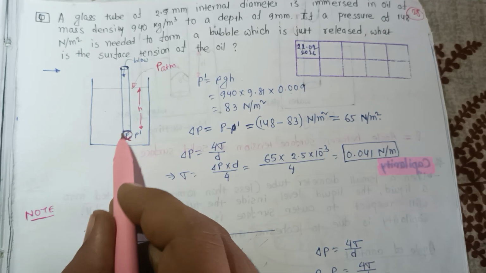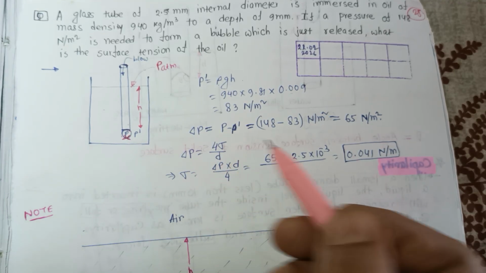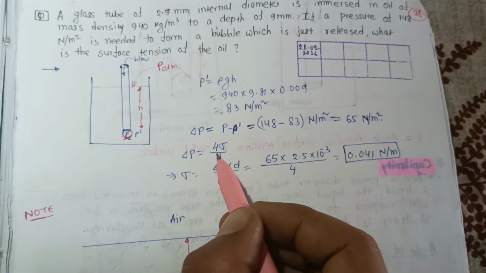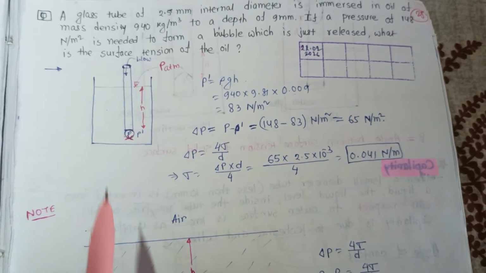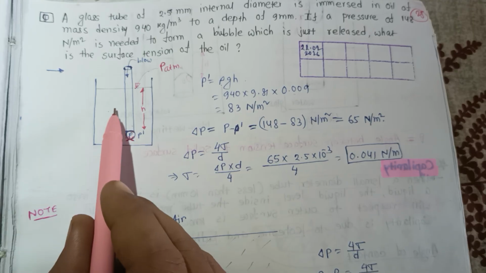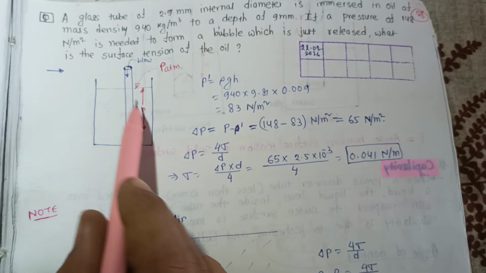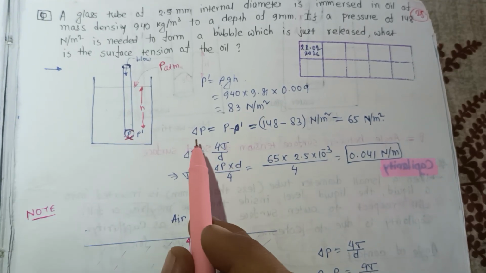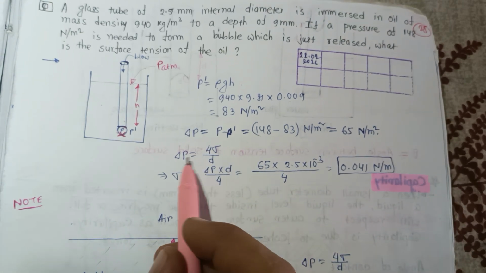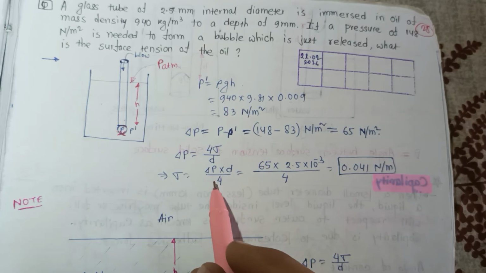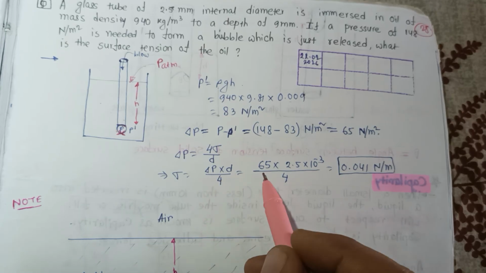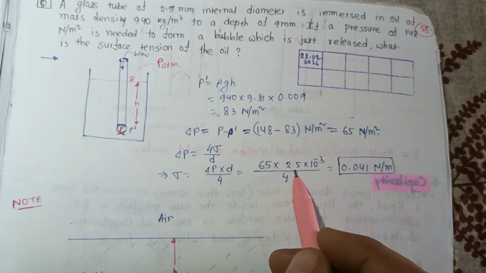Here the droplet formula will be applied. For the droplet formula, delta P is equal to 4 sigma by d, because outside the droplet there is a fluid. That's why we use the delta P equals 4 sigma by d formula. So sigma is equal to delta P into d by 4. So delta P is 65.